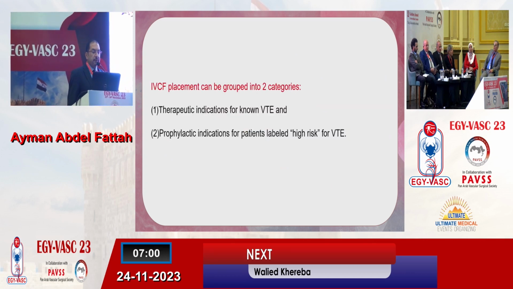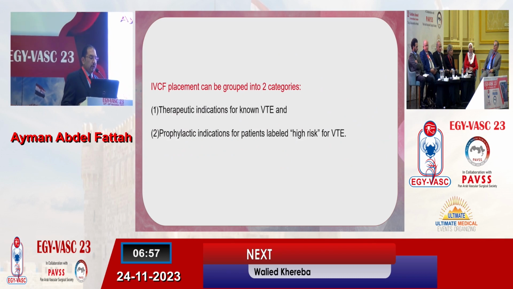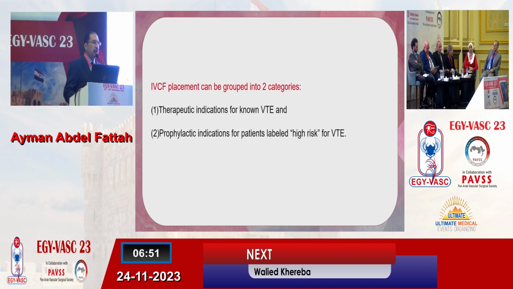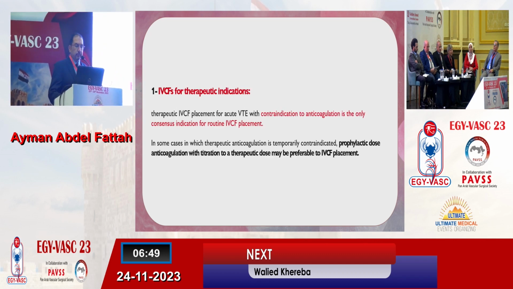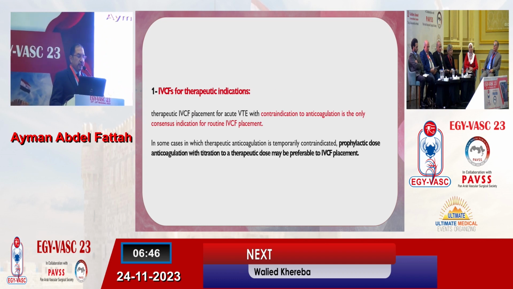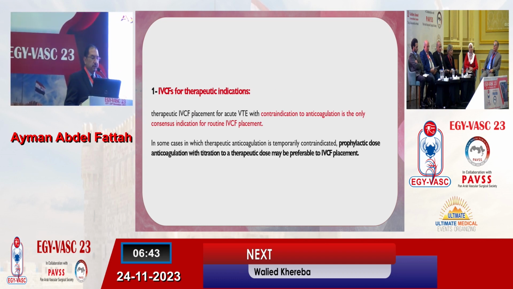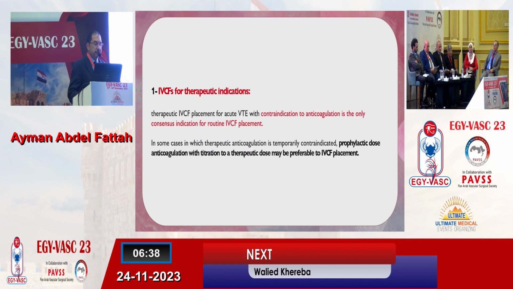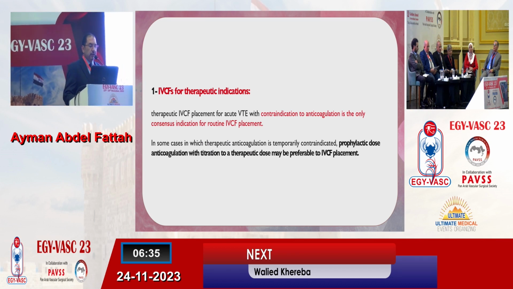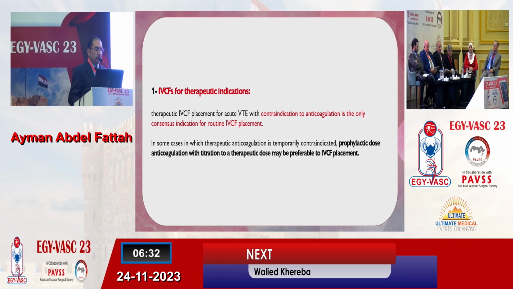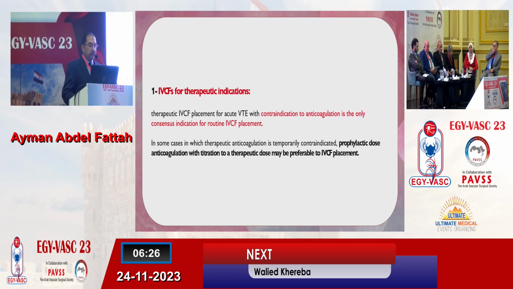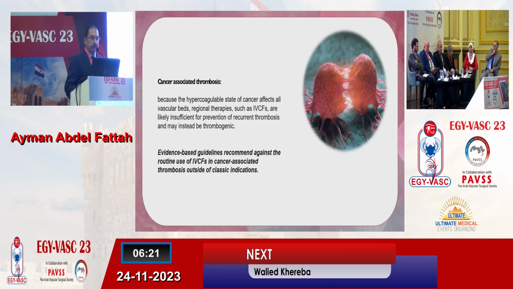Inferior vena cava filter placement can be grouped in two categories: therapeutic indications for non-VTE and prophylactic indication for patients labeled as high risk for VTE. The therapeutic IVC filter for acute VTE with contraindication to anticoagulation is the only consensus indication for routine IVC filter placement. In some cases where therapeutic anticoagulation is temporarily contraindicated, prophylactic dose of anticoagulation with titration to a therapeutic dose may be preferable to IVC filter placement.